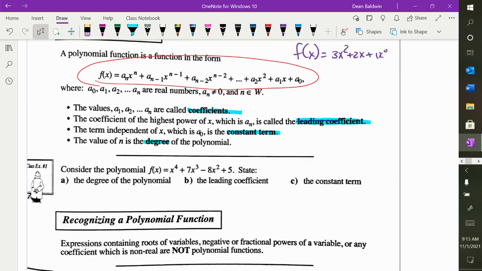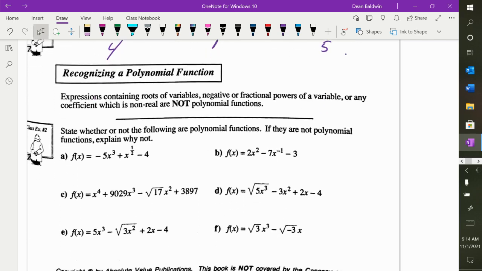Okay, so here's our polynomial: x to the 4 plus 7x cubed minus 8x squared plus 5. What's the degree? 4. Highest exponent. What's the leading coefficient? 1. It's the number in front of the term with the highest degree, and if there's no number written, it's 1. And what's the constant term? 5.